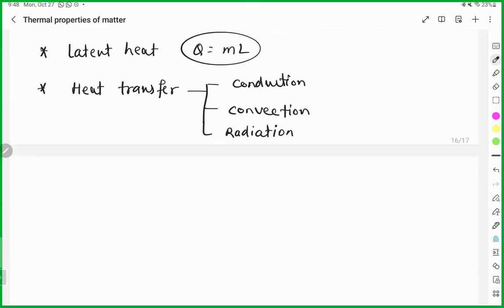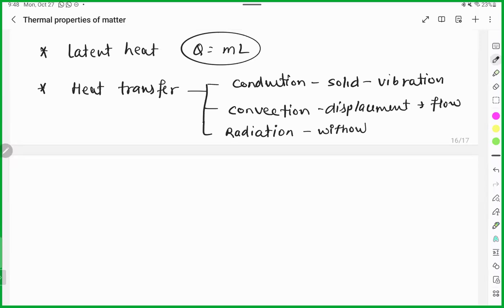So there are three methods: conduction, convection and radiation. In conduction, it mostly occurs in solids and you have vibration. What happens, Anvita, in case of convection? Displacement of the particle. Yes, flow of the particle, like in liquid or gas. Chandana, what happens in radiation? Transfer of heat takes place without any medium.